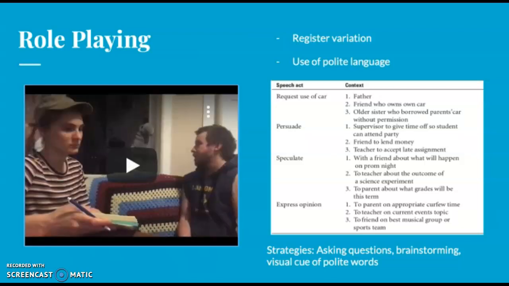Okay, so as you can see, here are some strategies that were used during this: asking the student questions, brainstorming ideas, and writing down visual cues of polite words that could be used in the second round.